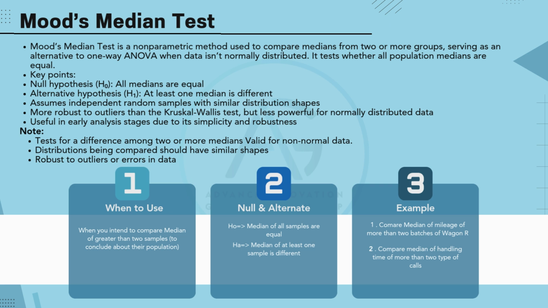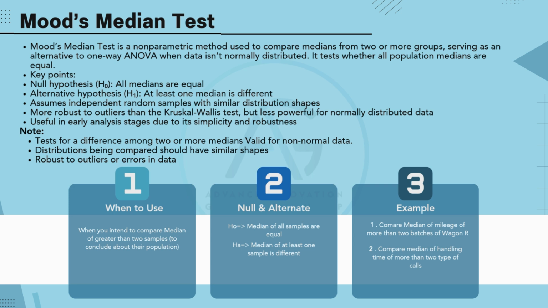At least one median is different from the others. Block 3. Example. Example 1. Comparing the median fuel efficiency of more than 2 batches of Wagon R cars. Example 2. Analyzing median handling time across more than 2 call types to see if one is significantly different. Reinforce the note at the bottom.